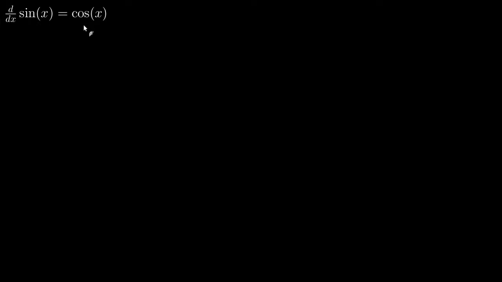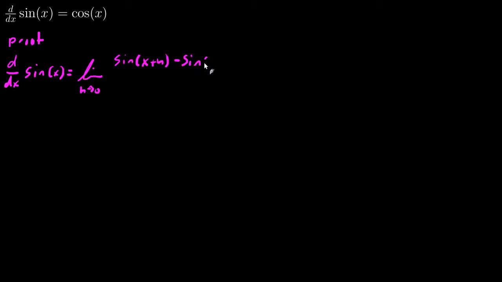Derivative of sine of x equals cosine x. So for the proof, I'm going to start with the limit. Actually, I'm going to start with the left-hand side. The derivative with respect to x of sine of x will equal the limit as h approaches 0 of the difference quotient, which is going to be sine of x plus h minus sine of x all over h.